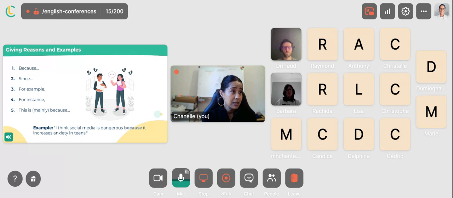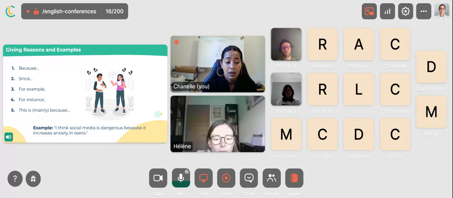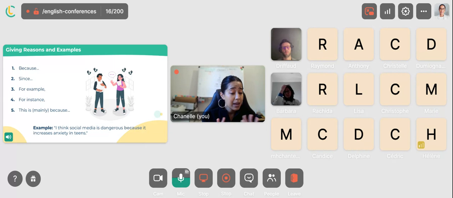When we are giving reasons and examples, we could use the word because or since. For example, for instance, this is because or this is mainly because. For example, I think social media is dangerous because it increases anxiety in teens. We can use the same example with since. Since the invention of social media, teenagers have been more anxious.